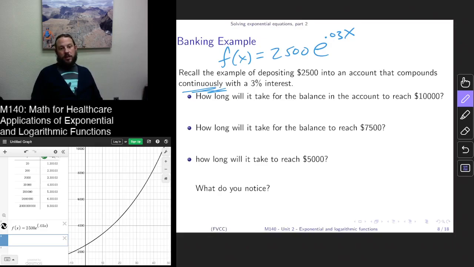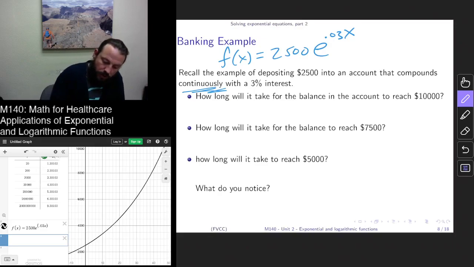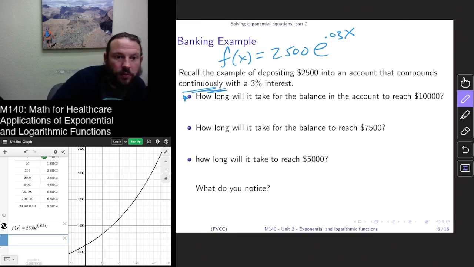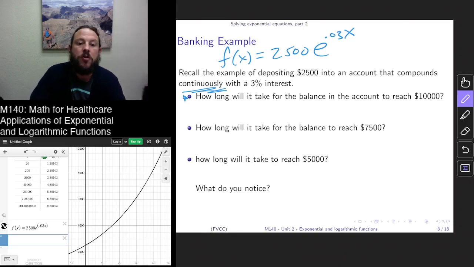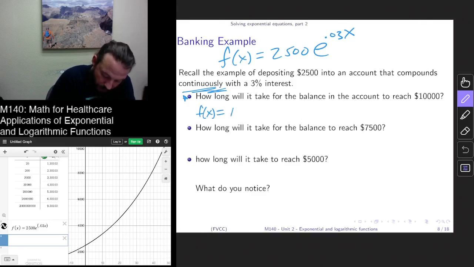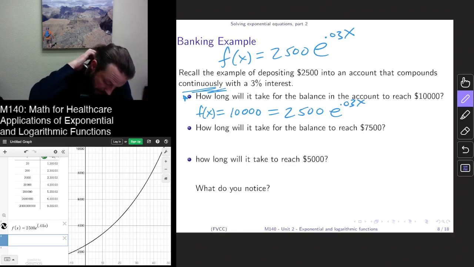Now, recall we had this issue, we wanted to know here in this first one, by the way, that is graphed in the bottom left corner of the screen there if you want to look at that function f. Now, how long will it take the balance to reach $10,000? All right, so basically we're asking, when does f of x reach $10,000? Remember, f of x is equal to 2,500 e to the 0.03x. So same thing. When does that reach $10,000?